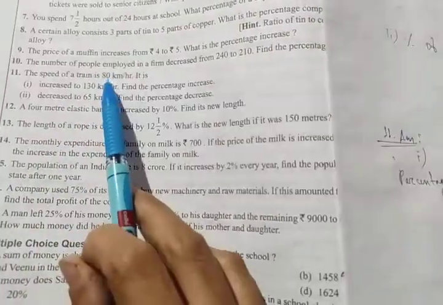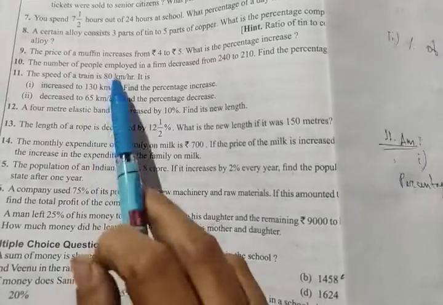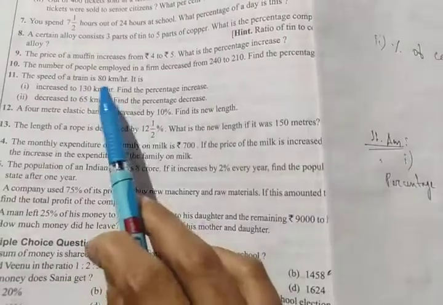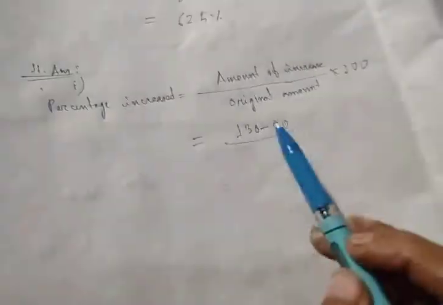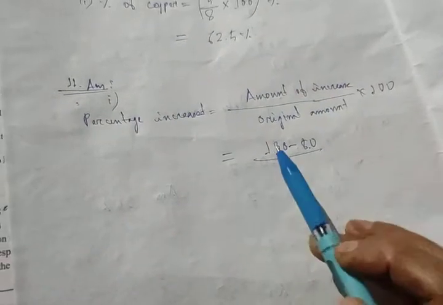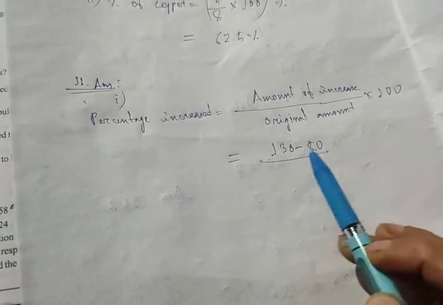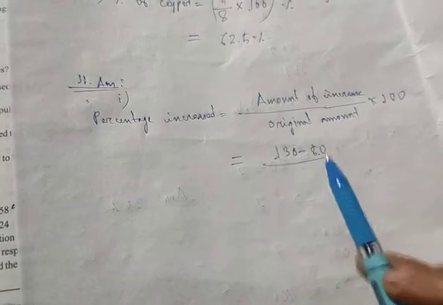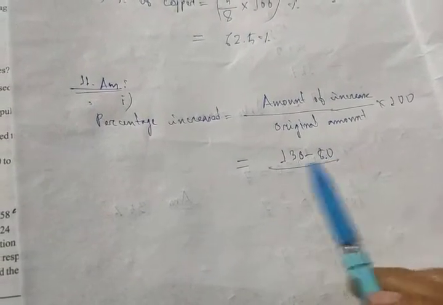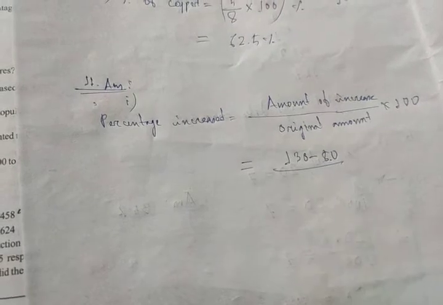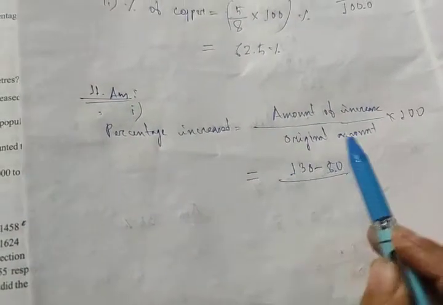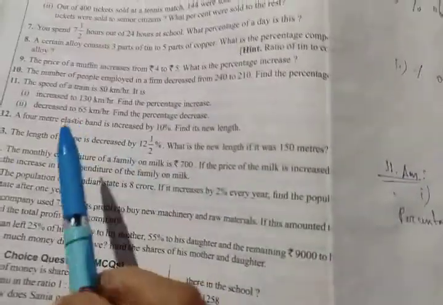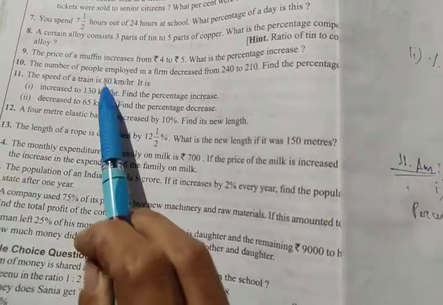But in question number 2, it decreases to 65. Here 80 is greater than 65. So in that case we will write 80 minus 65. Is it clear? Since it is increasing, that's why 130 minus 80. That means here you should get a positive answer. That's why you subtract the smaller number from the greater number. Now, what was the original amount? Originally it was 80.